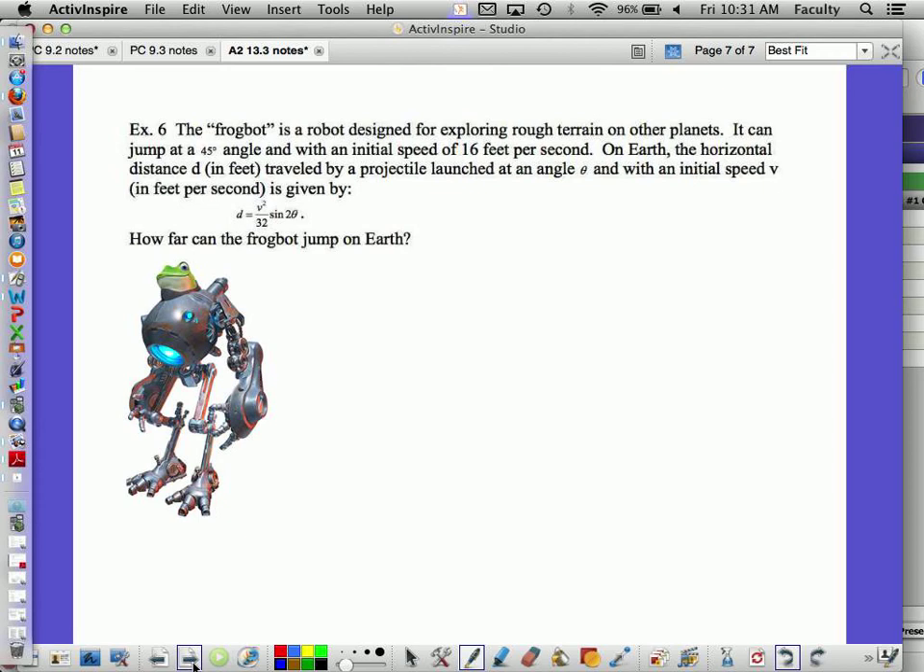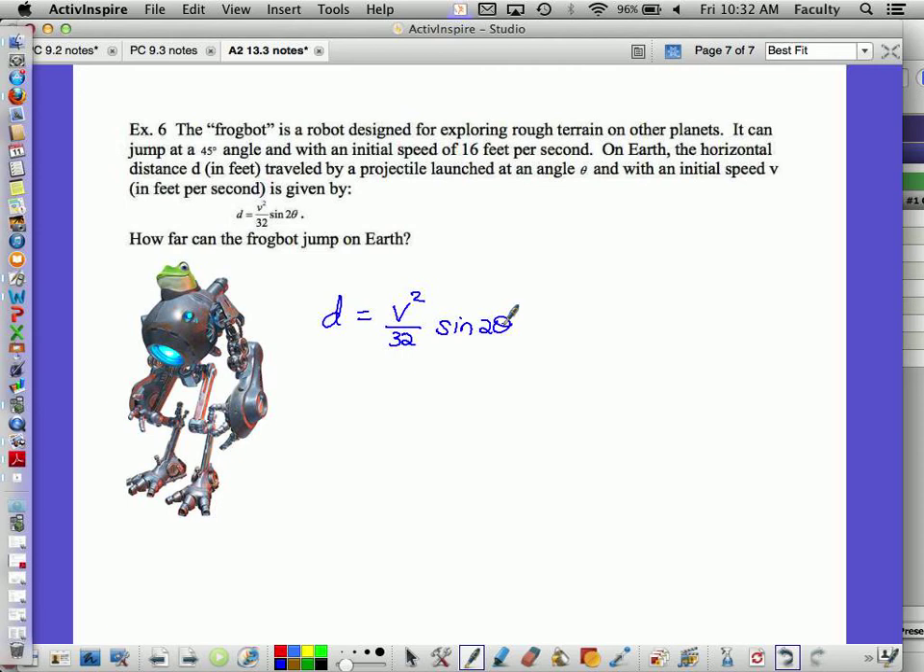A frog bot is a robot designed for exploring rough terrain on other planets. It can jump at a 45-degree angle and with an initial speed of 16 feet per second. On Earth, the horizontal distance d in feet traveled by a projectile launched at an angle theta and with an initial speed v in feet per second is given by this formula. So let's copy the formula down. d equals v squared over 32 sine 2 theta. And it says, how far can the frog bot jump on Earth?